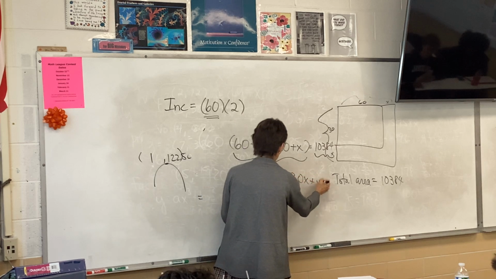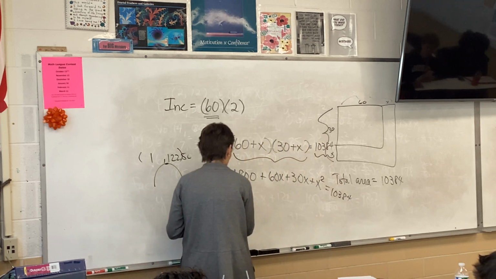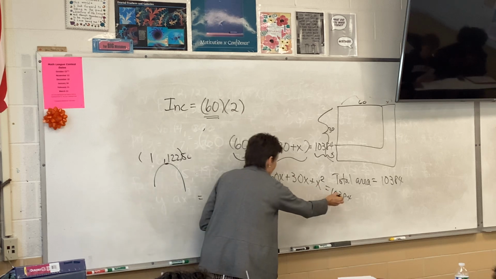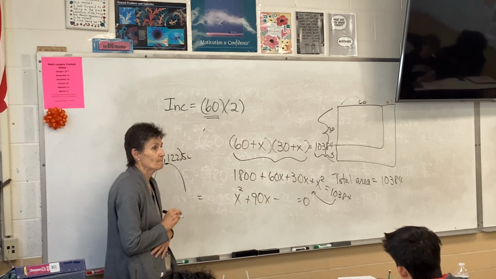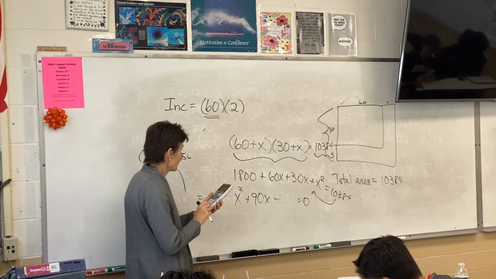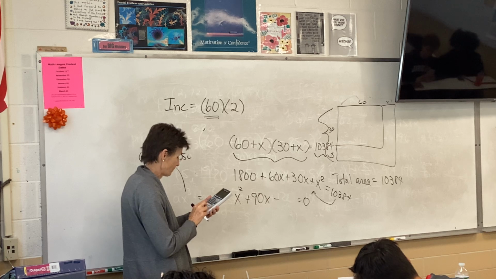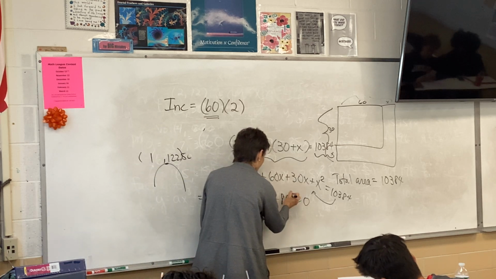We just have options, kids, because we have our calculator. So x squared plus 90x, and then I'm going to bring this over so that my equation is set equal to 0. So that'll be 10384 minus 8584.